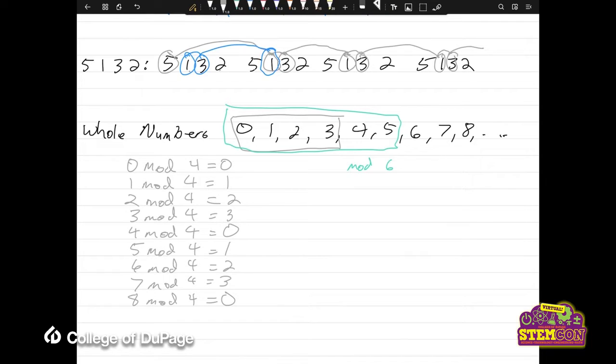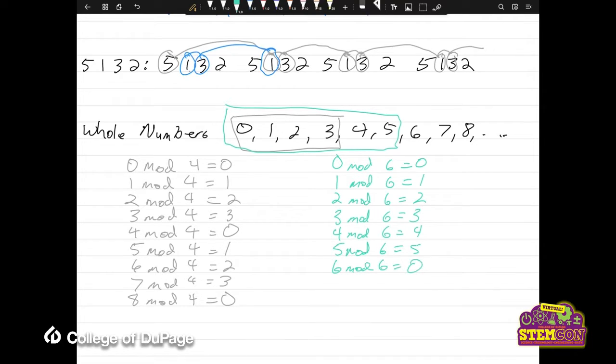Similarly, the same thing would happen with mod 6. 0 mod 6 would be 0. 1 mod 6 would be 1. 2 mod 6 would be 2. 3 mod 6 would be 3. 4 mod 6 would be 4. 5 mod 6 would be 5. Notice that I was able to use 4 and 5 because in mod 6 I'm able to use up to the 6th number in the sequence, which is the number 5. And then 6 mod 6 is where we would start back over at 0.